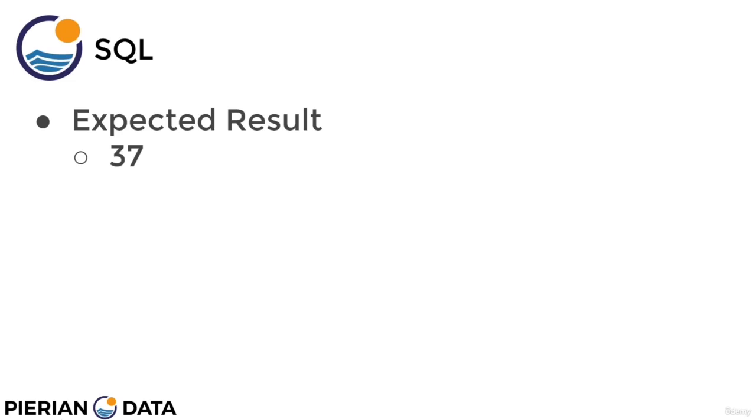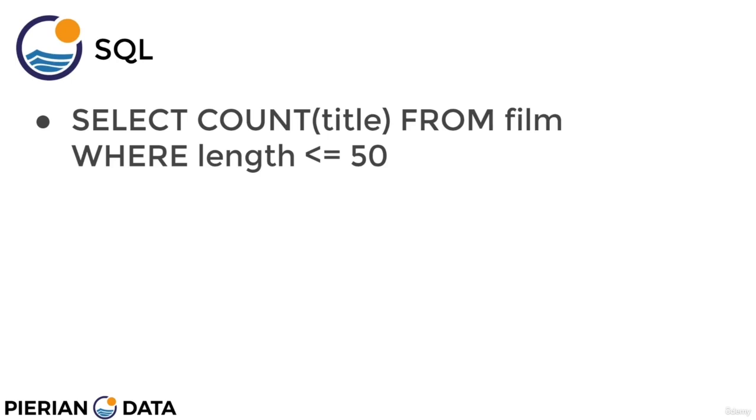And hopefully you can recall back to your select and where statement. So here's the solution. So all we need to do is select, and then we can count the title from film where length is less than or equal to 50. And keep in mind, I don't necessarily need to count the title column. I could be counting anything there. So that could have been an asterisk as well.